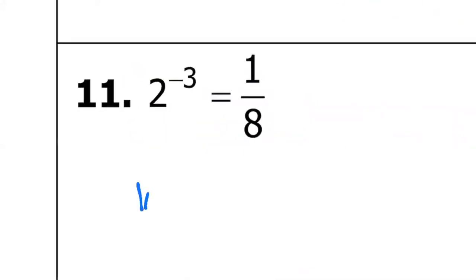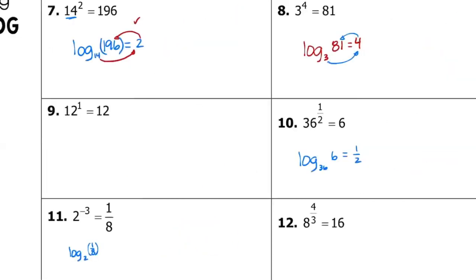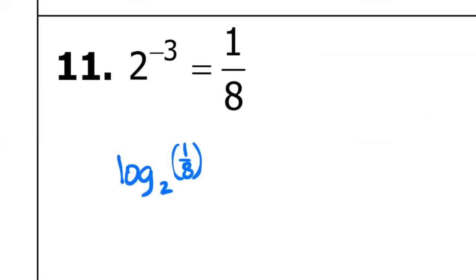11, this would be log base 2 of 1/8. And a lot of times we like to put parentheses around what the result is, because sometimes it can get really complicated. So try to get in the habit of, and maybe I should have been doing that, putting parentheses around what you're taking the log of, because you want to make sure you have a clear equation, and that equals -3.